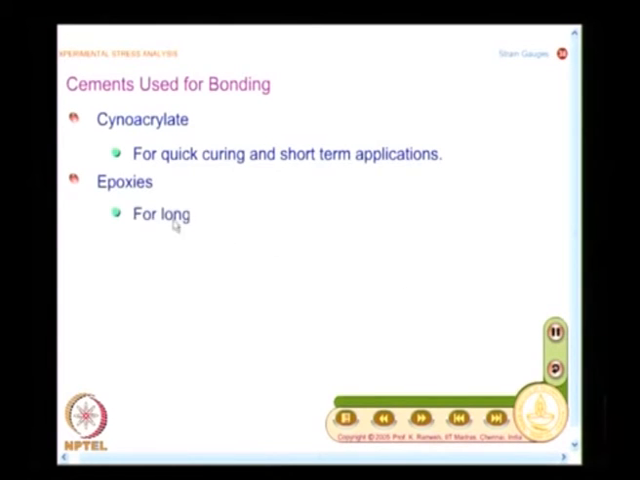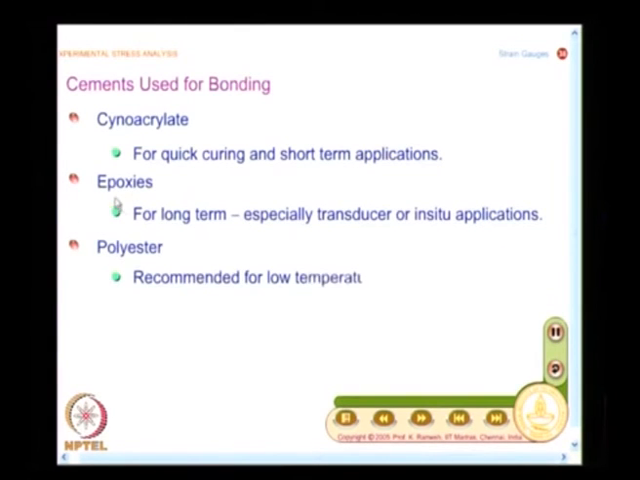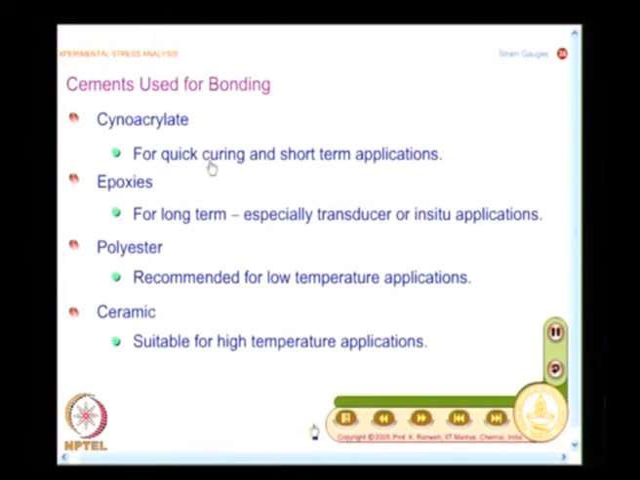For transducer application, I need to go for epoxies. This is for long term, and epoxy will take at least 24 hours to cure, whereas cyanoacrylate cures within seconds. And you have polyester, which is similar to epoxy in many of the characteristics, and polyester cement is recommended for low temperature applications. I said you have cryogenic engines and you have low temperature requirement. For such applications, it is better to go for polyester cement.